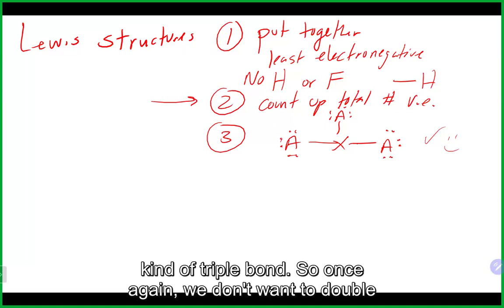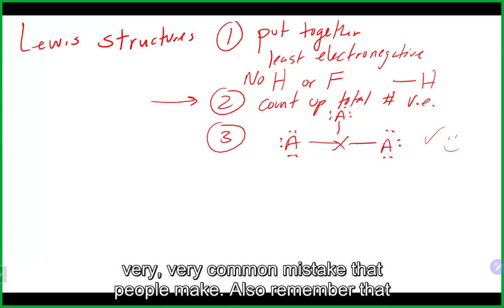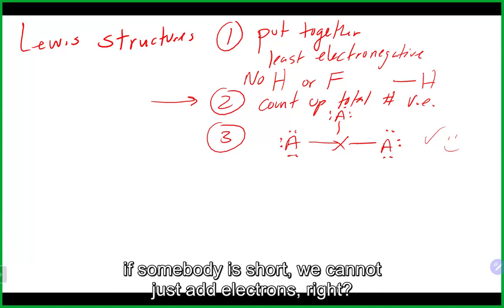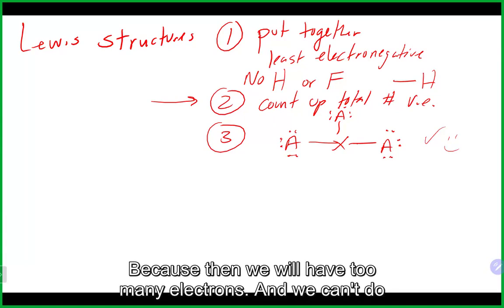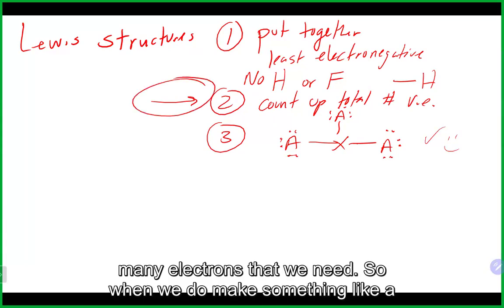So once again, we don't want to double bond or triple bond right out of the box, which is a very, very common mistake that people make. Also remember that if somebody is short, we cannot just add electrons, right? Because then we will have too many electrons, and we can't do that because we are restricted by this step in terms of how many electrons we need.